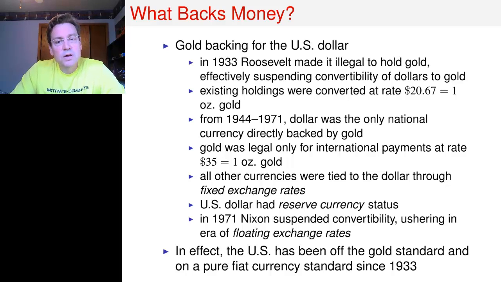In 1971, Nixon suspended convertibility, and that then brought in the floating exchange rate period. But in effect, even though lots of people misunderstand what Nixon did, in effect, the U.S. has been off the gold standard and on a pure fiat currency standard since 1933.